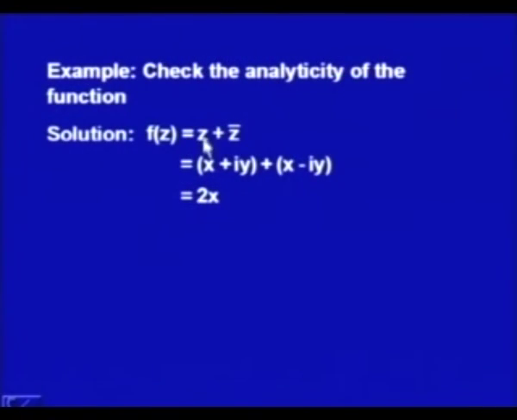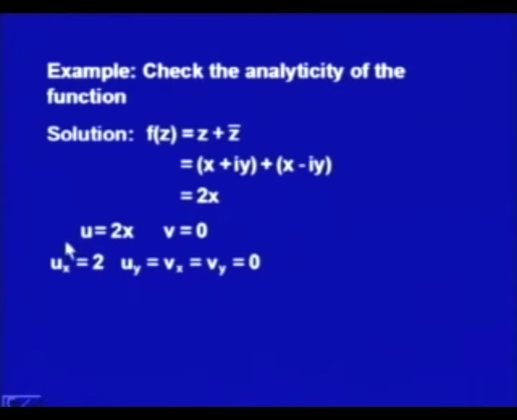Now, in this case you have to check the analyticity of the function f(z) is equal to z plus z bar. We write down f(z) is equal to z plus z bar as x plus iy plus x minus iy. So, this comes out to be 2x, and accordingly this function has u is equal to 2x while v is equal to 0.